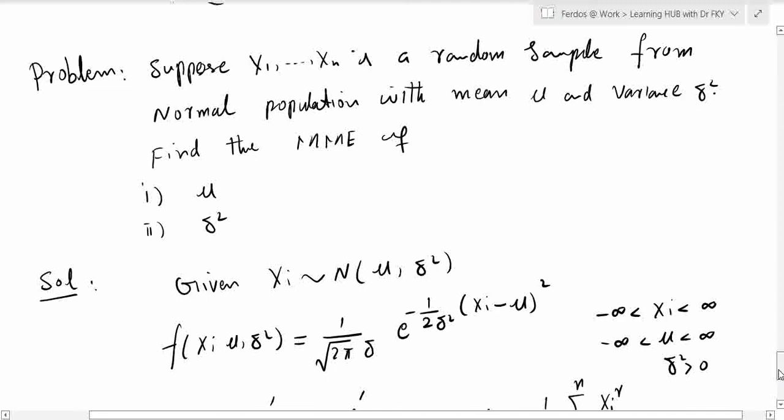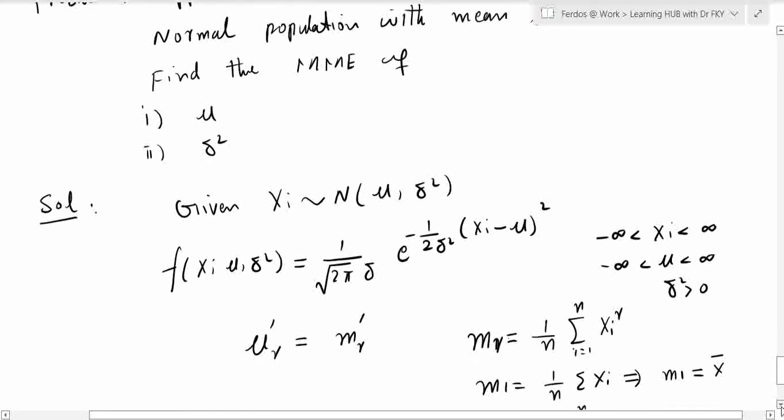So this means that we have a random sample from a normal population. Normal population means that the population follows the normal distribution. And we assume that the mean is denoted by mu, which is unknown, and the variance is denoted by sigma square, which is unknown. So we need to find the MME for the population mean mu and variance sigma square using the sample data.